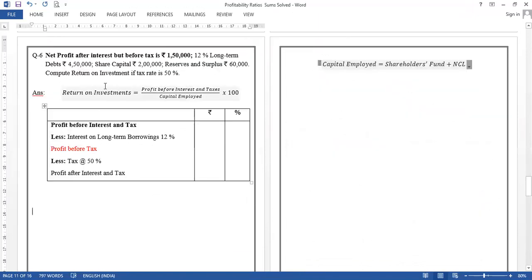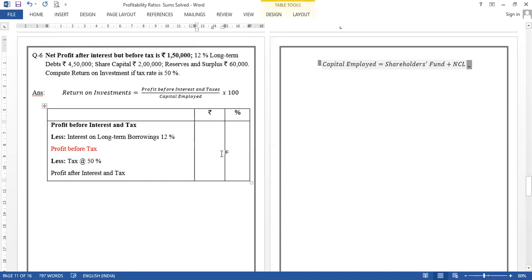The next sum is: net profit after interest but before tax is rupees 1,50,000. 12% long-term debts is rupees 4,50,000. Share capital is rupees 2 lakh. Reserves and surplus is 60,000. We've been asked to calculate the return on investments if the tax rate is 50%. ROI, that is return on investments, is to be calculated. We know the formula for return on investments, that is profit before interest and taxes upon capital employed into 100. The net profit after interest but before tax is given as rupees 1,50,000.